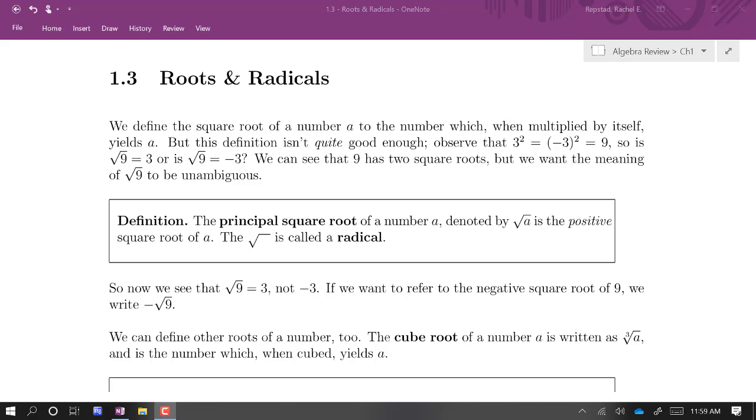We're going to spend a little bit of time exploring roots and radicals. We saw a square root in a previous example. A square root is simply defined to be that number, like the square root of a is a number which, when we square it, we get a.